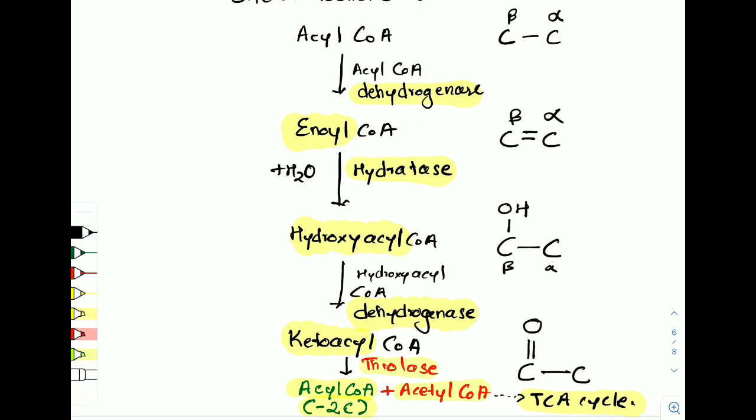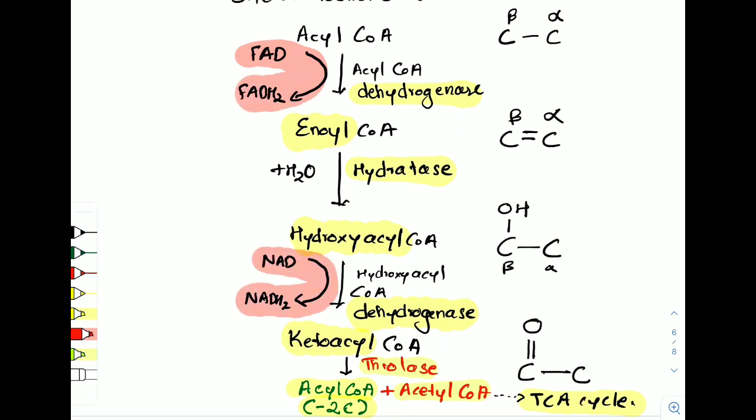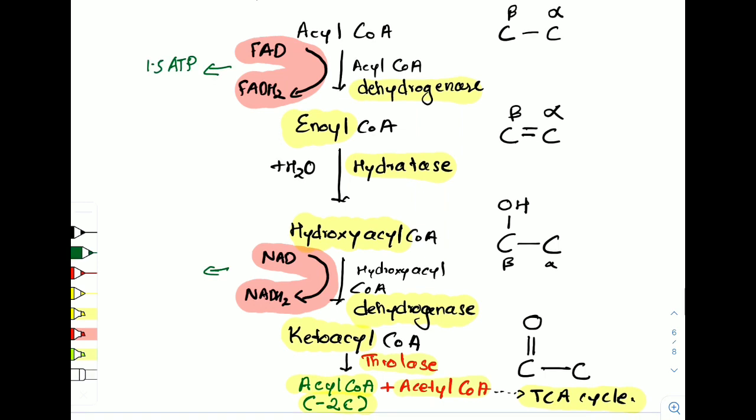And one thing that we must not forget is, in all the dehydrogenase enzyme reaction steps, an energy compound is formed. In case of acyl CoA dehydrogenase, FADH2 is formed, and in case of hydroxyacyl CoA dehydrogenase, NADH2 is formed. FADH2, as we know, translates to about 1.5 ATP, whereas NADH2 translates to about 2.5 ATP, and the acetyl CoA released, which enters the TCA cycle, translates to 10 ATP.